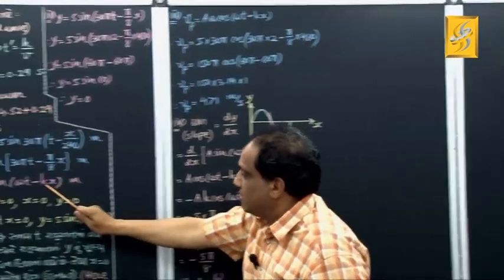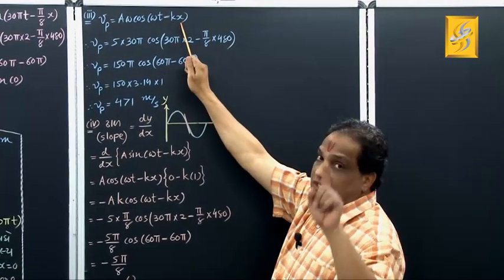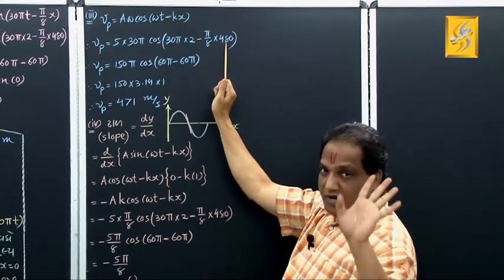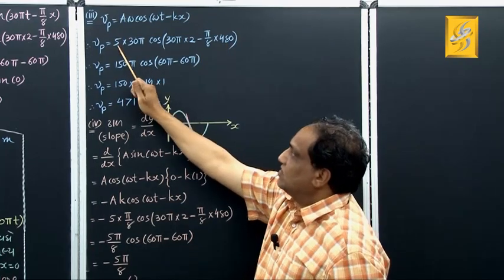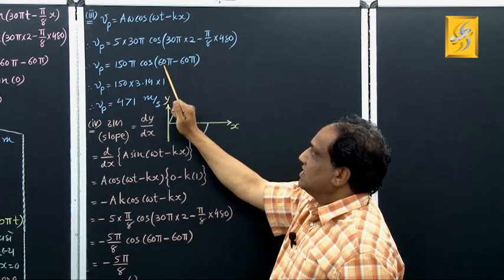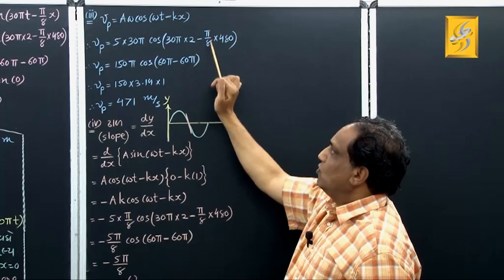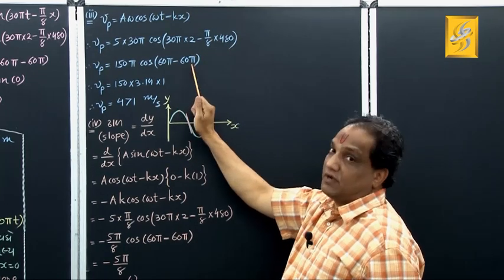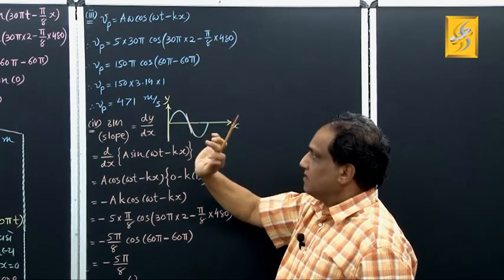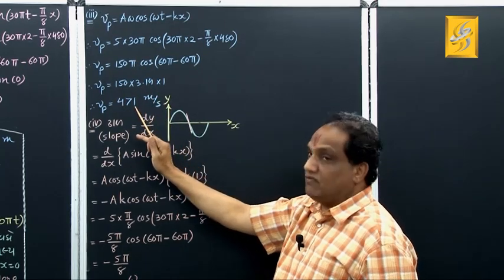K value, compare: K is pi by 8 radian per meter. X distance is given in the statement as 480 meter. Simplify now. 5 times 30 pi is 150 pi. Cos of 30 pi times 2, that is 60 pi, minus 480 upon 8, which gives 60 pi. 60 pi minus 60 pi is 0, and cos 0 is 1. Pi value is 3.14. If you multiply, the answer is 471.